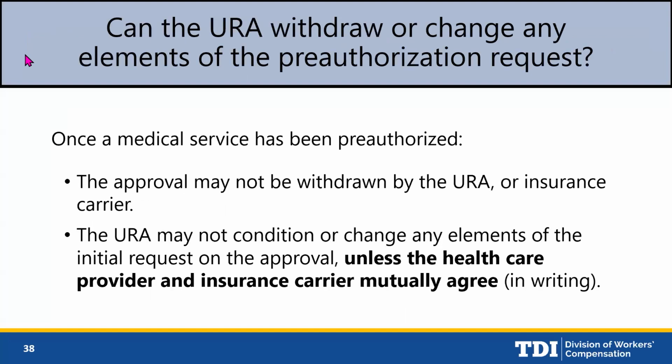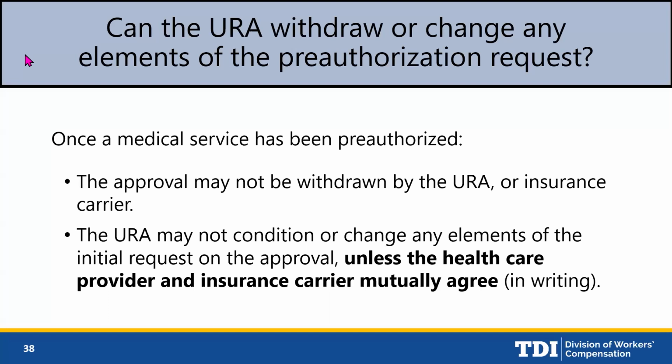Once the URA issues that approval, can they withdraw that request after they said it was medically necessary and then they want to take it back? Or can they change the elements of the pre-auth request? So once they've pre-authorized, the approval must not be withdrawn by the URA. So they can't take another bite at the apple. If they say it's medically necessary, then they may not withdraw it. And here's the other part. The URA cannot condition or change any of your elements of your initial request unless they've talked to you and you mutually agree upon in writing to change it.